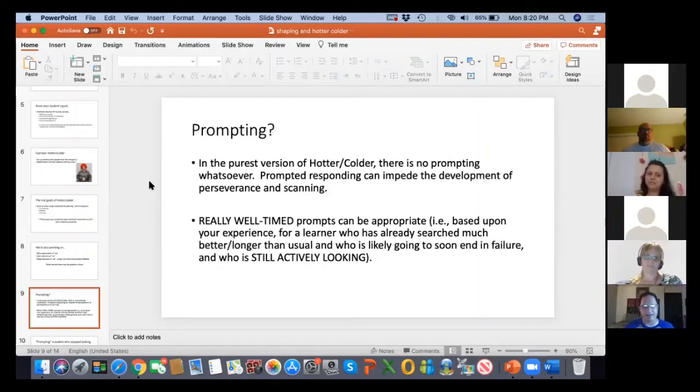On the other hand, this is where we have to be flexible as teachers. Really, really well-timed prompts can be appropriate based upon your experience. This student has looked now for 90 seconds, and their previous record is 60 seconds. They don't look like they're agitated yet, but they're starting to scan maybe a little bit less often, right? They're not looking quite as well. They check the same place 6 times. I don't think they're going to keep on looking very much longer. In this case, they've already looked longer than usual. They've had good effort. They're being patient with it.